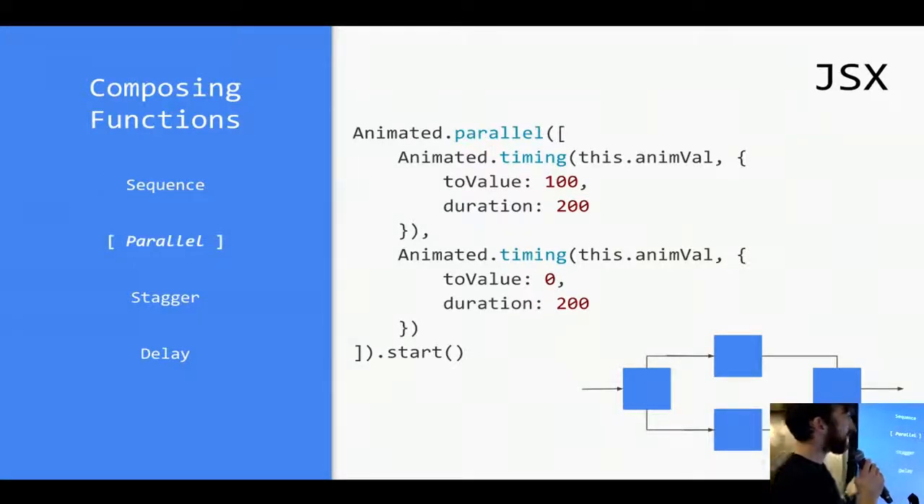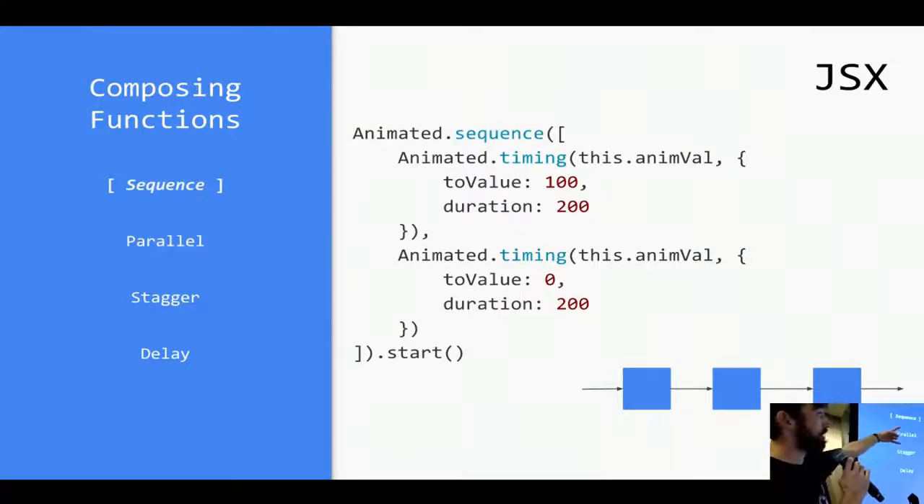Next up, we have the parallel function. This is the opposite. We're going to do these exact same things at the exact same time. So this animation is going to finish in 200 seconds, right? Two 200-second animations at the same time is going to be 200 seconds. Two 200 animations sequentially is going to be 400 milliseconds, right?